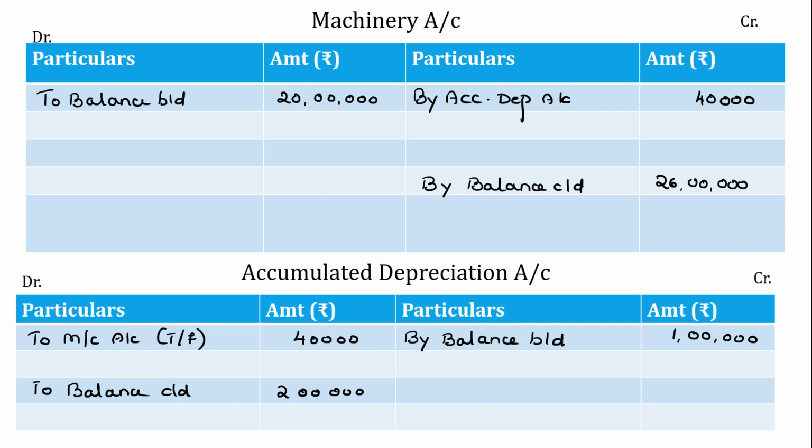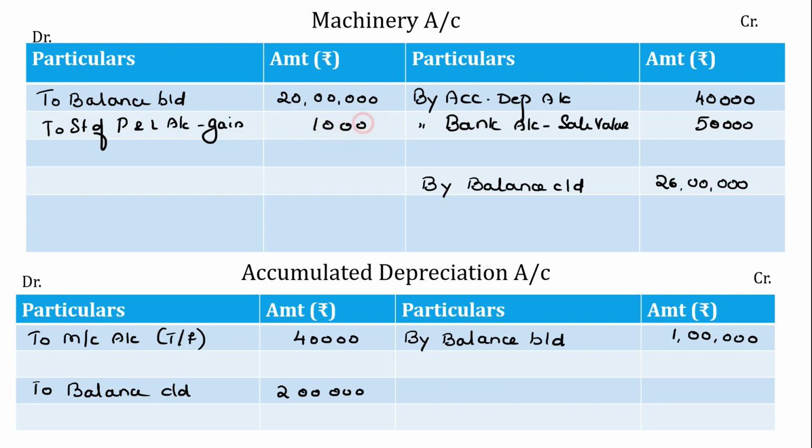Once that is done, we have got the sale value. So money has come in. So by bank account, the sale value, we were able to sell it for 50,000 and the gain was 10,000. The gain of 10,000 would have to be credited to profit and loss account. So machinery account debit to statement of profit and loss account, the gain on sale is 10,000. So this is how you incorporate the sale activity here.